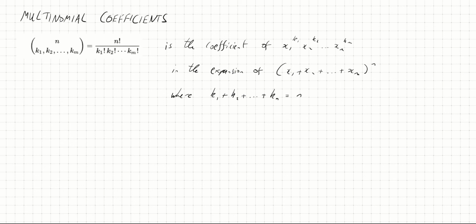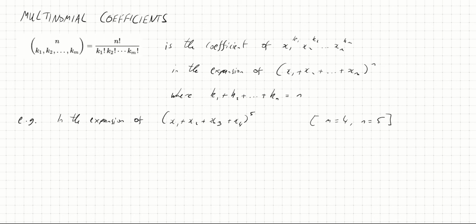This is easiest to see if we're looking at an example. So, e.g., let's look at the expansion of x1 plus x2 plus x3 plus x4. I'll just write this all out. So we have 4 terms inside the bracket. We're going to raise it to the power of 5. So in this example, we have m equals 4, n equals 5.